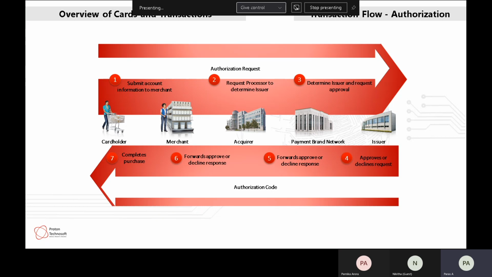So all this submission of account information to merchant, then routing to acquirer, routing to the payment brand network, routing to issuer, decision taking care by the issuer, and then the decision coming back from issuer to payment brand, from payment brand to acquirer, and acquirer to merchant, and from merchant to card holder. All this cycle completes in a fraction of seconds, right?